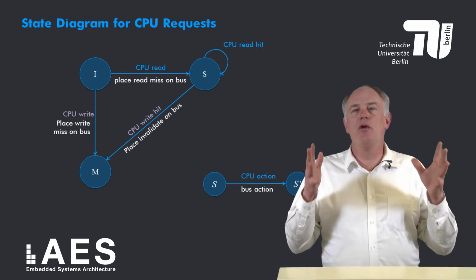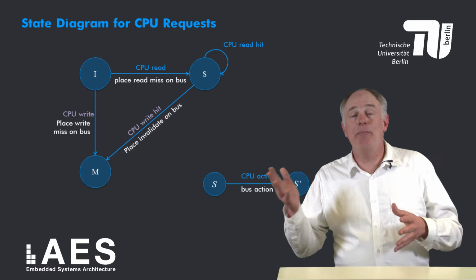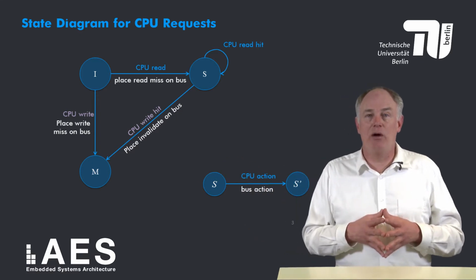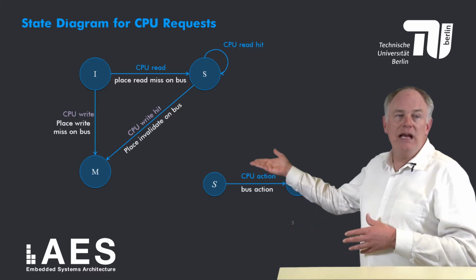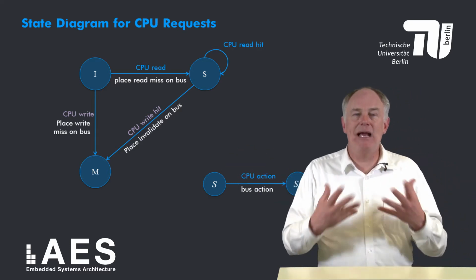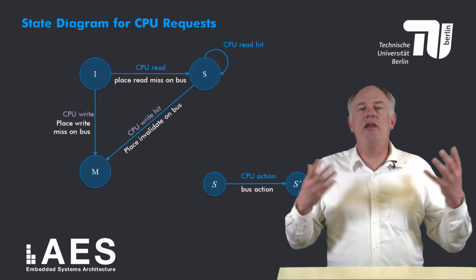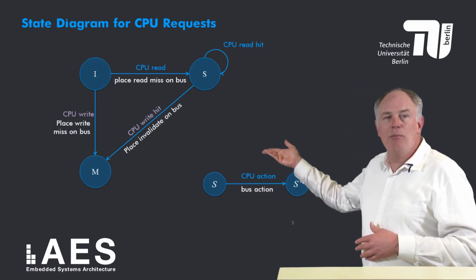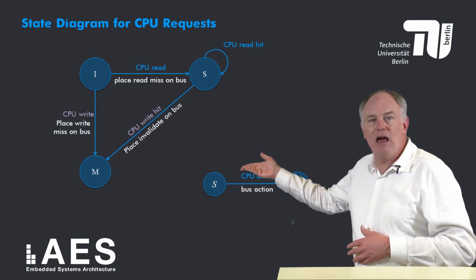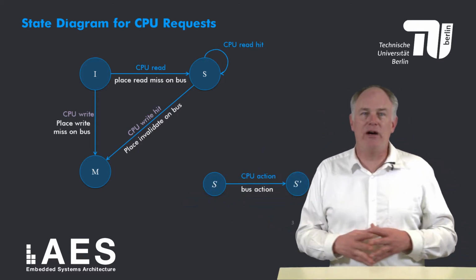Next, I consider the case where the CPU writes to a shared block. This corresponds to a write hit, but there may be other copies of this cache block which need to be invalidated. Therefore, an invalidation message is placed on the bus. After the invalidation, this cache block will be the only and most recent copy, and therefore it enters the modified state.